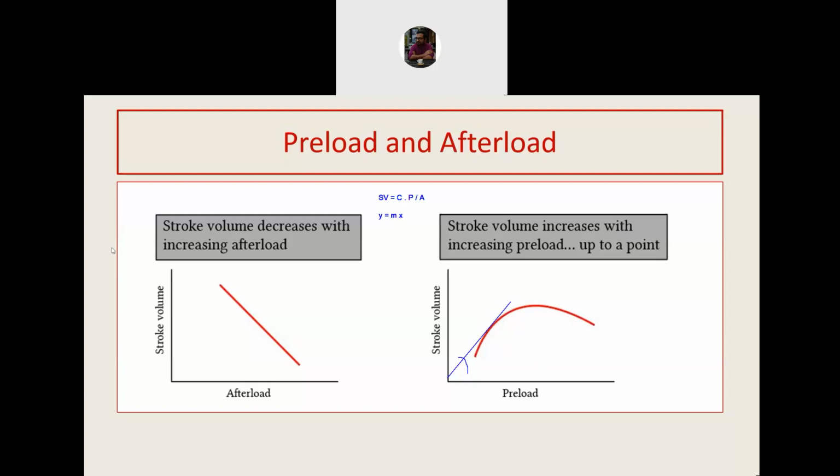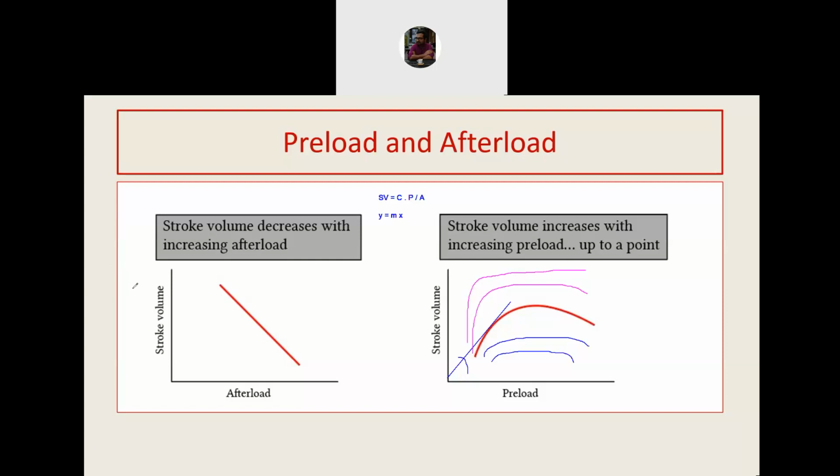Which means if I now try to increase the contractility of this heart, gradually the curves will start looking like this. And if I decrease the contractility, the curves will start looking like this. So a downward shift in the curve represents less contractility, and an upward shift of the curve represents greater contractility. This can also be proven in a very simple manner.